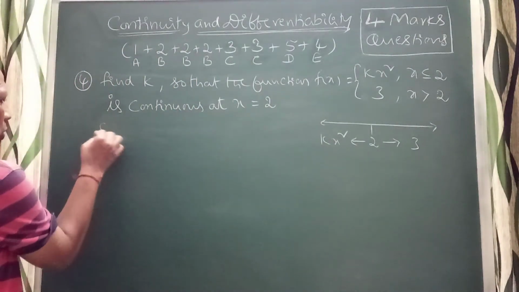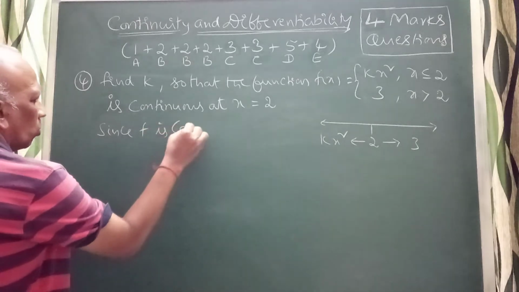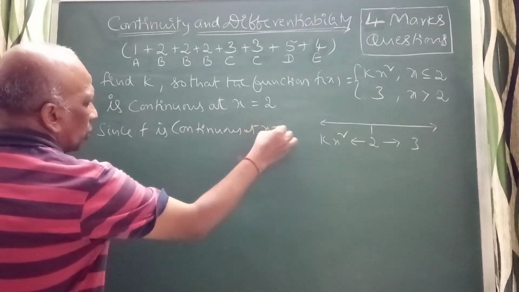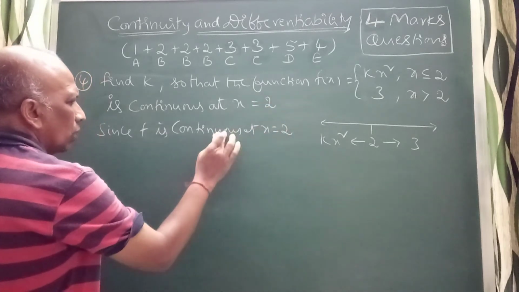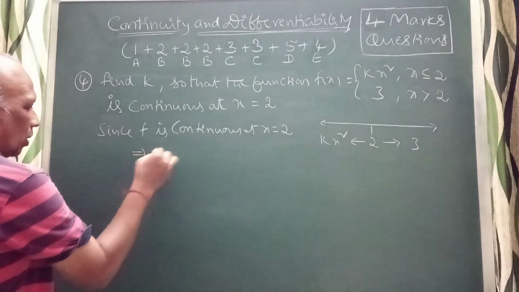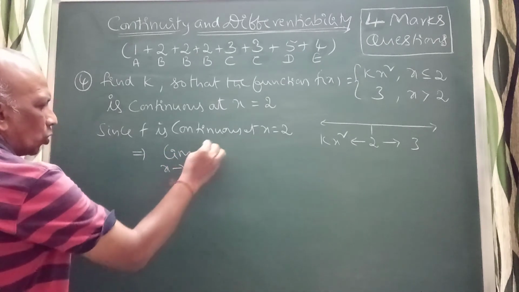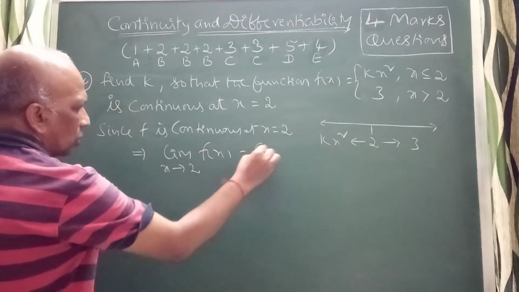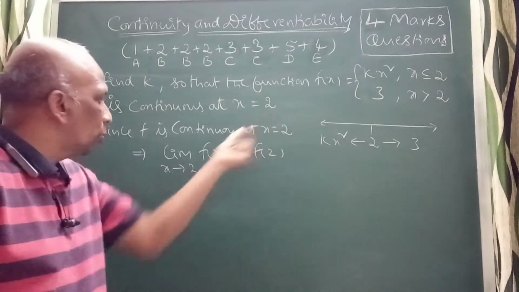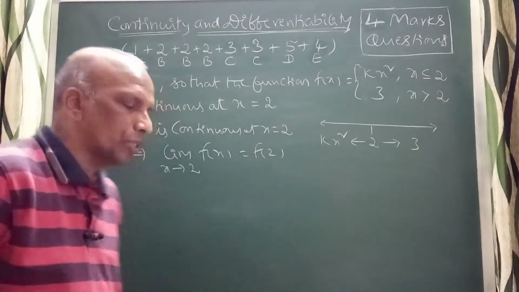Since f is continuous at x equal to 2, I can write limit x tends to 2 of f of x is equal to f of 2, like this. Limit x tends to 2, f of x equal to f of 2. See, the function is continuous.